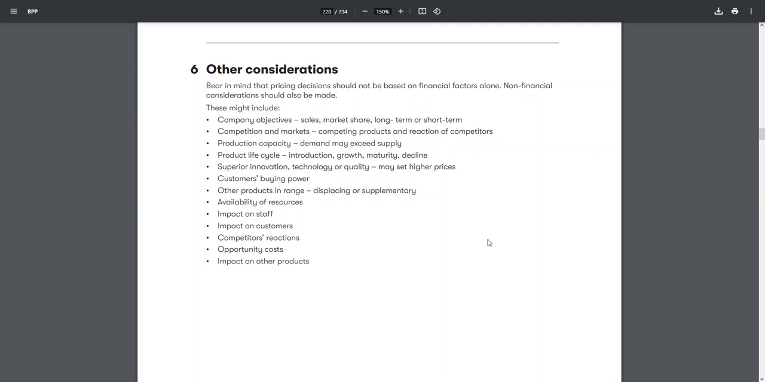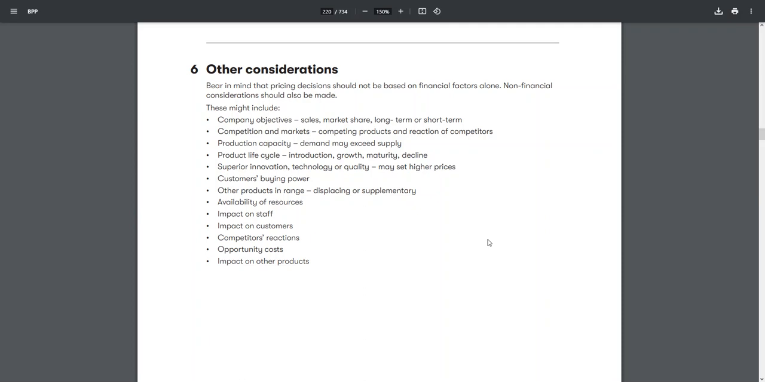And also, the price that we charge would depend on the innovation that we are doing, the quality that we are bringing to the customers, the technology that we are bringing. The customer's buying power: customers will have buying power when suppliers are more and customers are less. So in that situation, you have to charge a price that the customer wants, which means a lower competitive price.